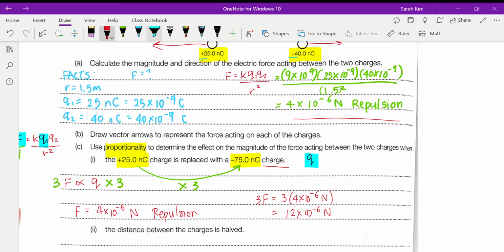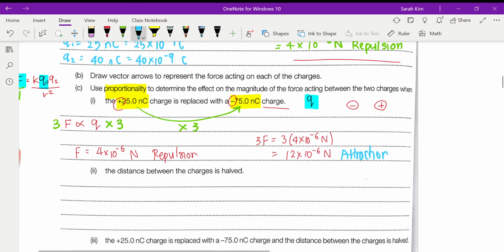Now, this is where you have to be careful. When you're writing the direction, it's going to be affected because the sign changed from a plus to a minus. So have a think about it. I've got my negative and I've got my positive charge. Are they going to repel or attract? They attract, so this direction changes to an attraction. Alright, so that changes.